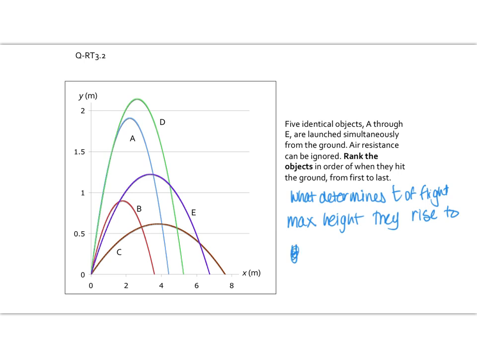And so if we want to talk about which one is going to hit the ground first, it's going to be the one that has the smallest height. So we want to go from smallest height to highest height. And so the lowest is C, then I go to B, then I go to E, then I go to A, and then I go to D. Again, what we've used in this case is the fact that the one that goes the highest is going to be in the air the longest, because that will determine its time of flight.